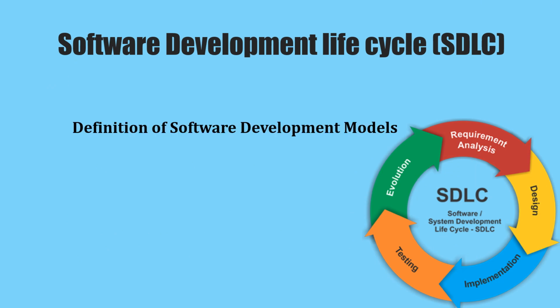Software Development Life Cycle. Software development models are structured frameworks that guide the process of creating software. They define the stages of development, tasks within each stage, and the sequence in which these tasks are performed.